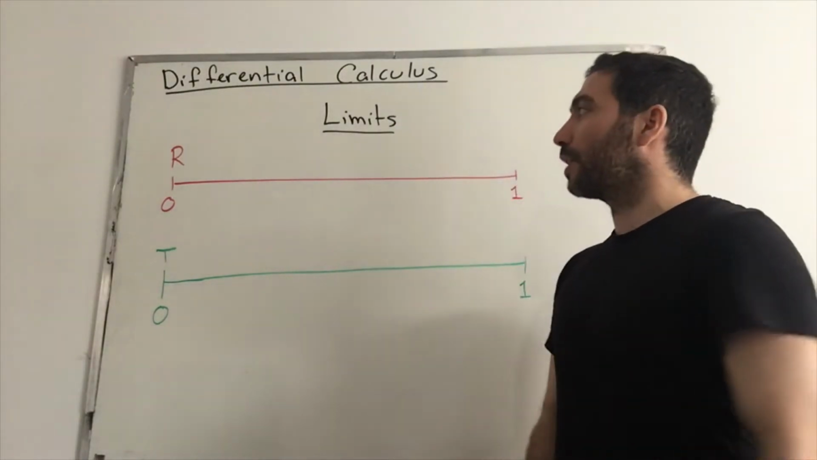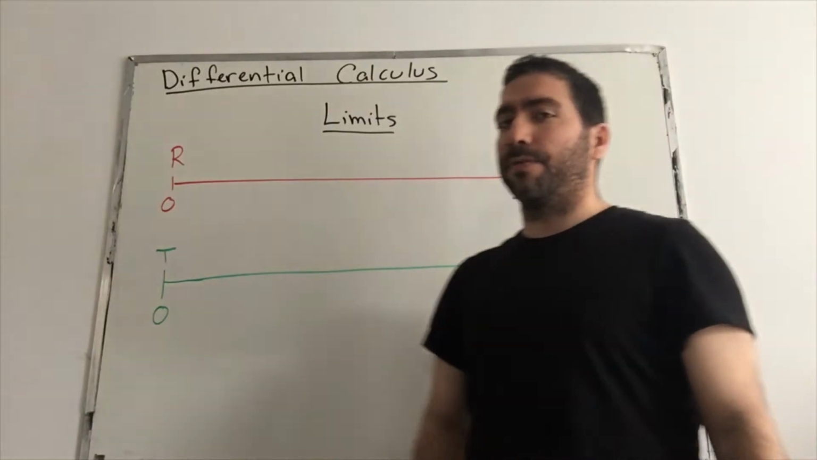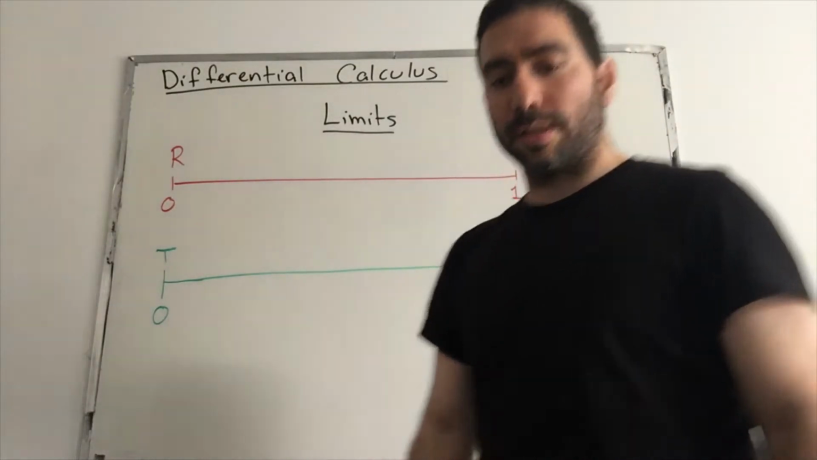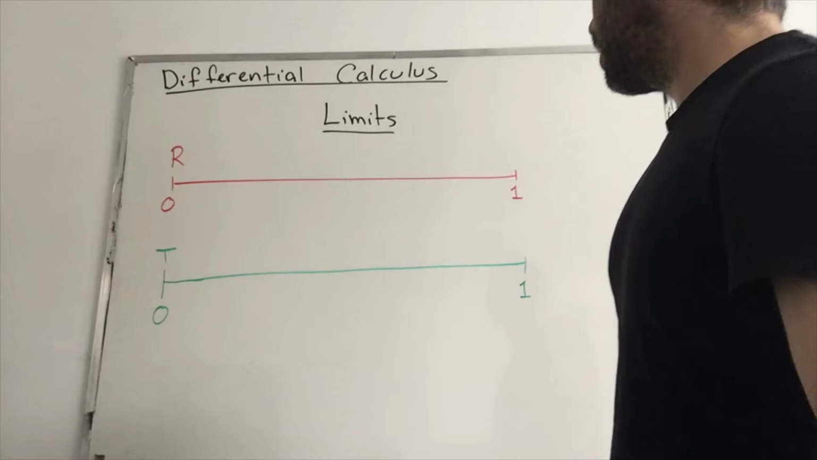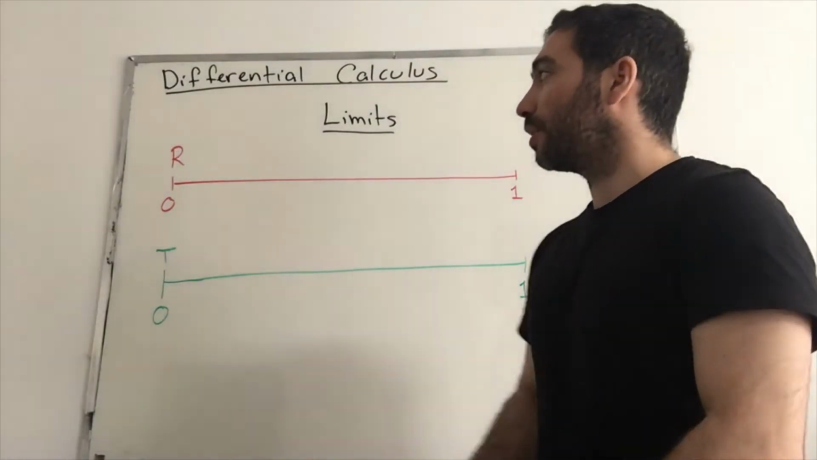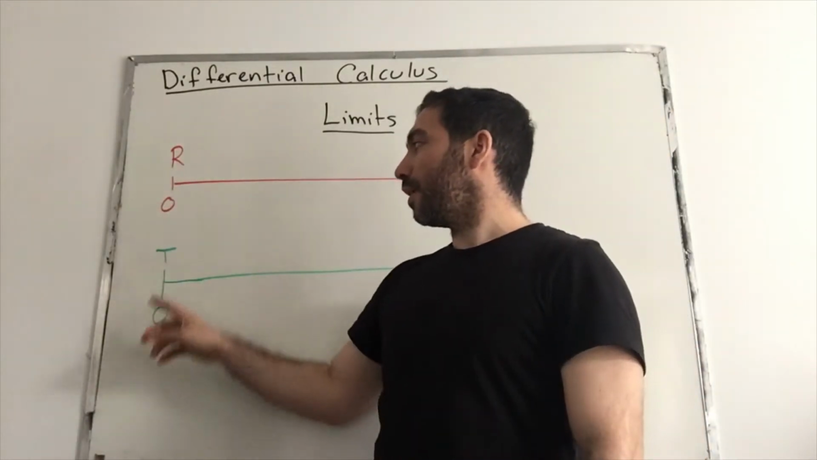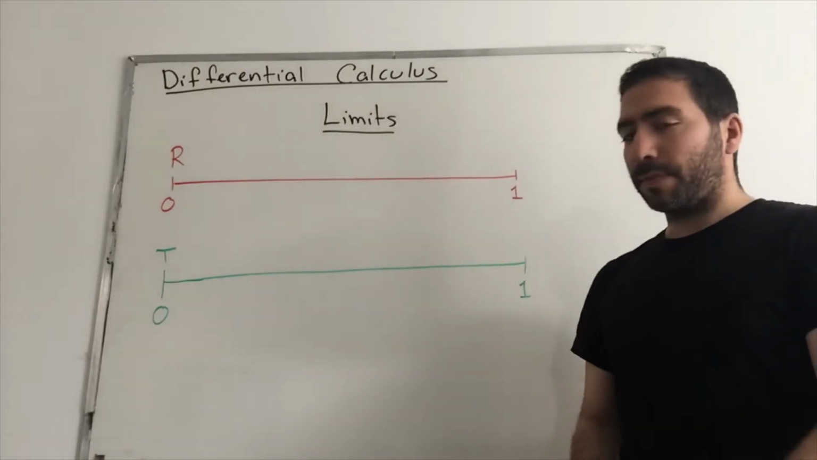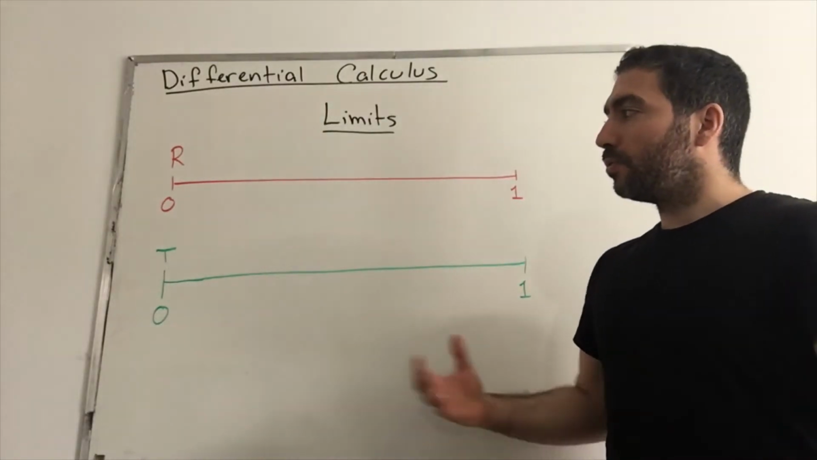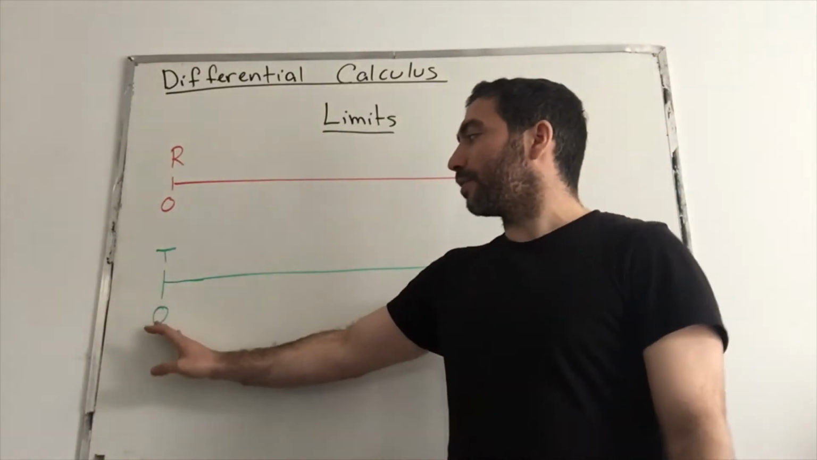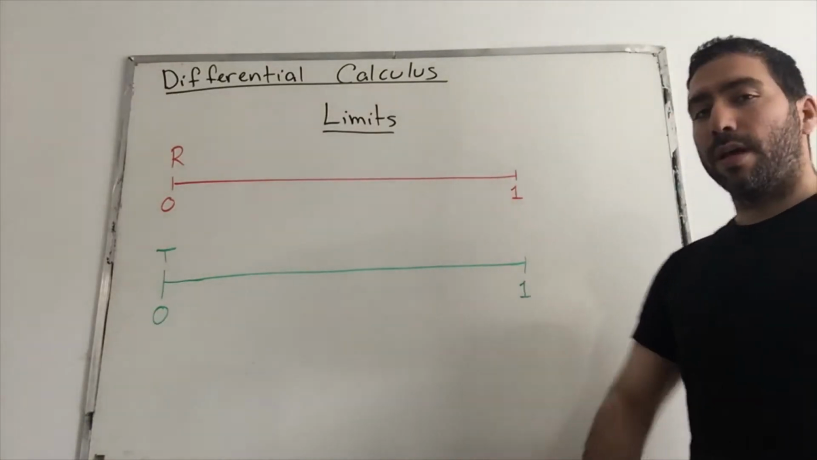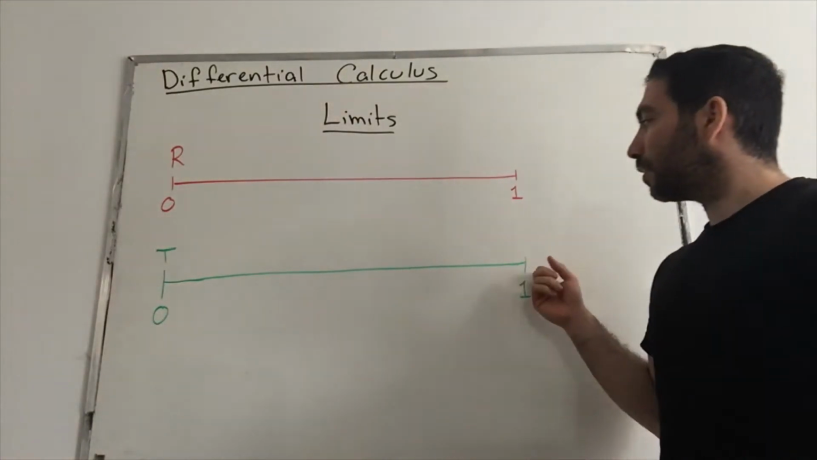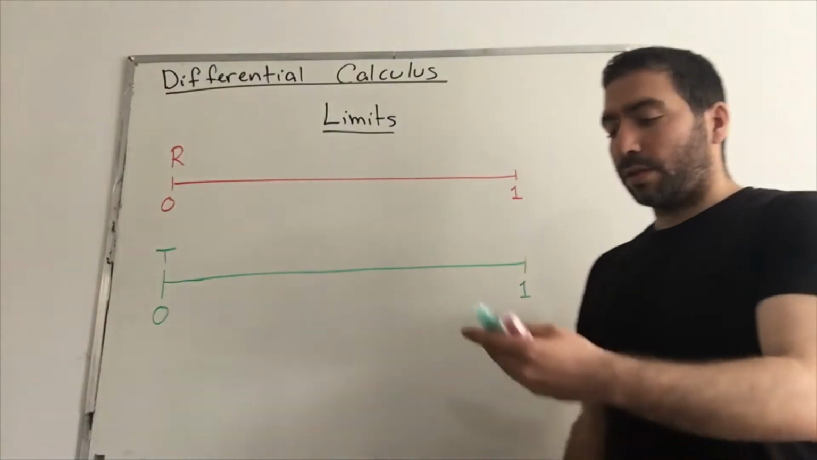So in order to understand it, we'll look at a variation of Zeno's paradox. This is essentially a race. So we have a rabbit here in red and we have a turtle in green, and we're asked who's going to win the race. They're both starting at 0, they're trying to end the race at 1, and who's going to hit the 1 first.